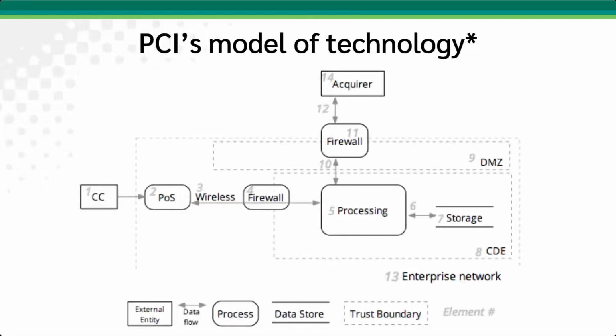And so PCI's model of technology starts over here. We've got a model, we've got a credit card, and the credit card runs through a point of sale system. That point of sale system, as near as I can tell in the model, only ever runs through wireless connections, through a wireless firewall to a card data environment, which includes processing and storage. That card data environment talks through a separate firewall to an acquiring bank. And an acquirer is a bit of jargon for the bank which acquires the transactions from the merchant and ships them back to the bank, the issuer, who is issuing the cards to consumers. And so we've got a model of how this works here.